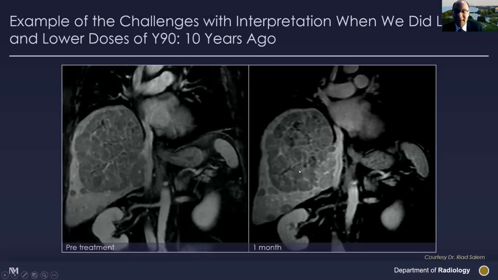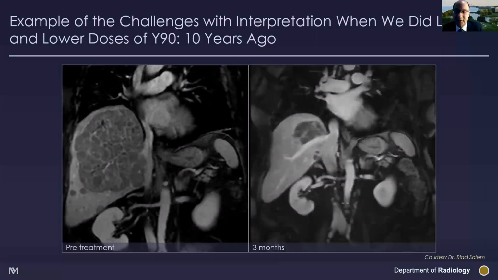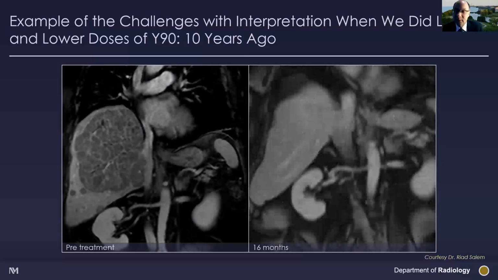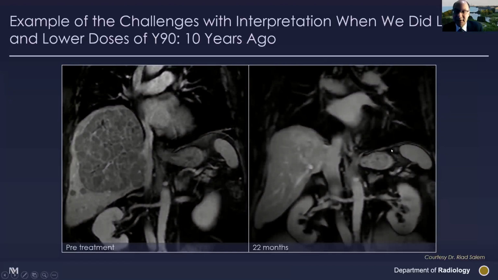It's hard to even see that there's been any response, but this is where I learned a lot from, because this is 3 months later, and this is without any further therapy at that time. Notice this is 1 year later, 16 months later without any therapy. In most places, the patient would no longer be alive, but you could see at 22 months, an outstanding response. And I went from being a nihilist to a believer just based on this particular case.